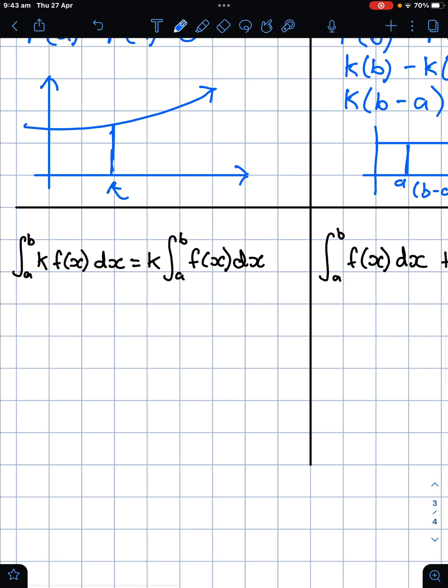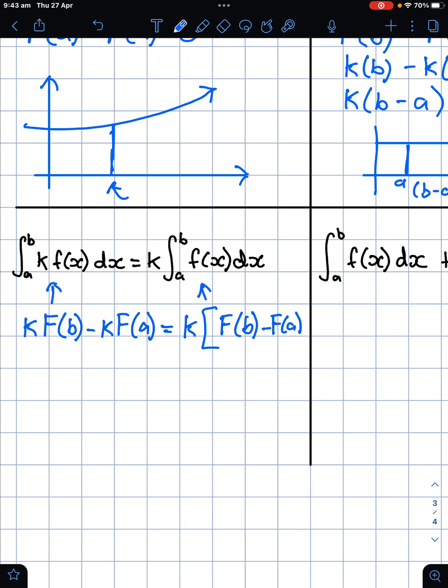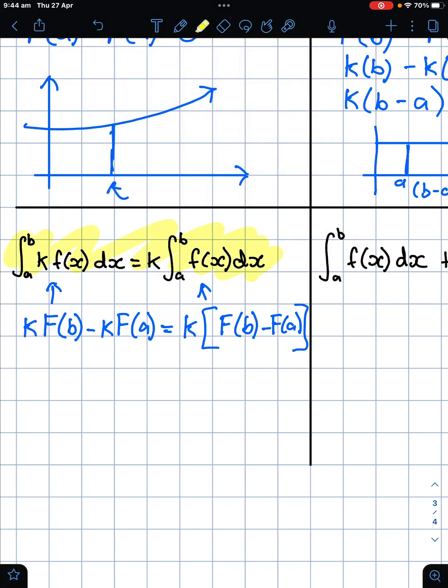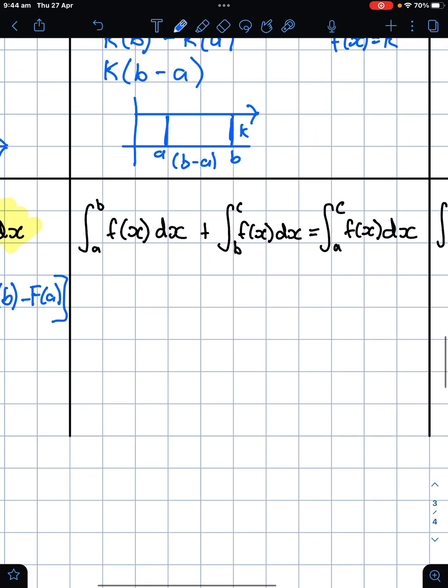Our next one here is if we have a constant times a function, we can factorize the constant out. So this form here will be k f of b minus k f of a. And this form here is where we've pulled out the common factor of k, and then we've got f of b minus f of a. This one here, I'm going to highlight in yellow because this one is massive in simplifying fractions, so please take note.